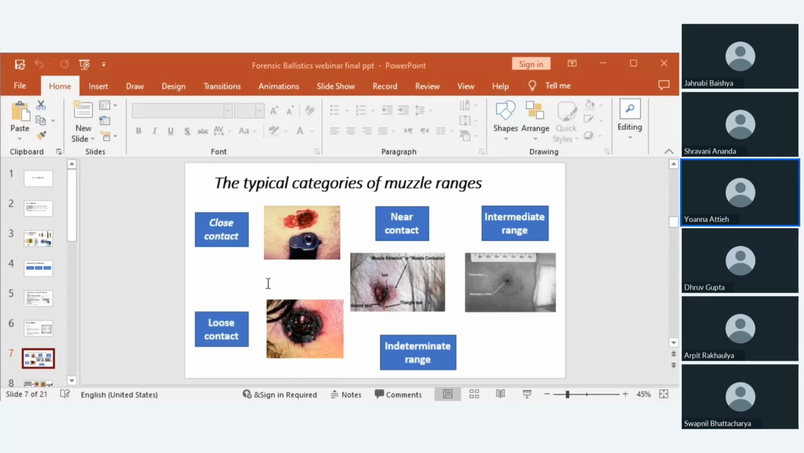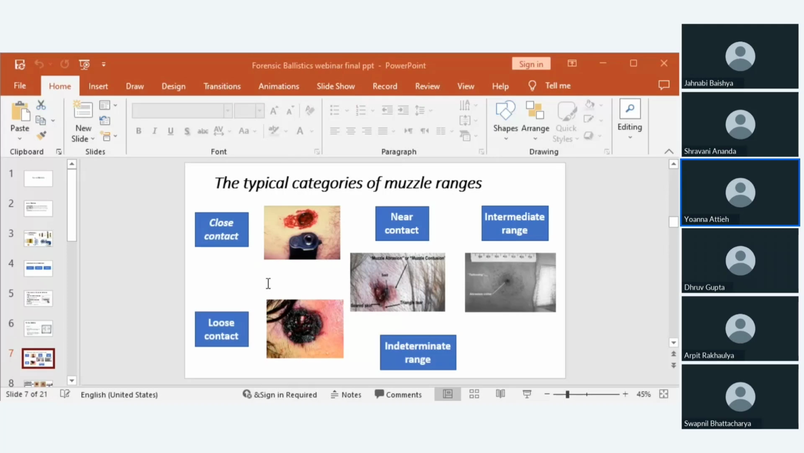Now we're going to talk about the typical categories of muzzle ranges. The muzzle range refers to the distance from which a firearm was discharged. In forensic investigations, understanding the muzzle range is very critical for determining the circumstances of the shooting. The general categories of muzzle range are hard contact, loose contact, near contact, intermediate range, and indeterminate range. We're going to talk about each of these ranges.